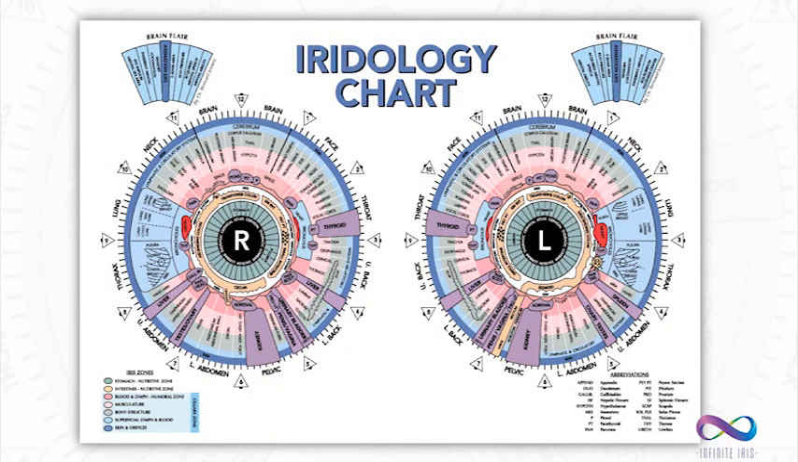In my iridology chart, you will see that each zone is also color-coded, with the stomach in green, the intestinal tract in tan, the blood zone in dark pink, the muscles in light pink, the bones in gray, and the lymph in light blue, and the skin in dark blue.